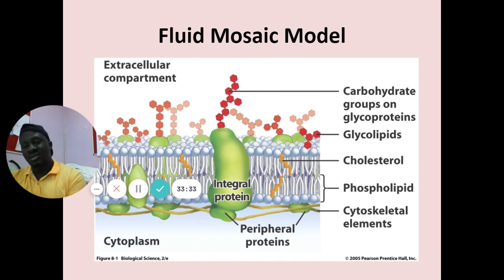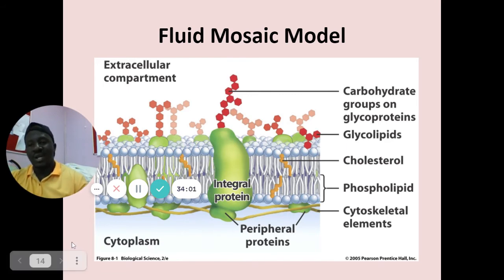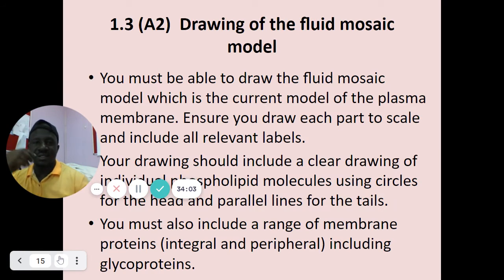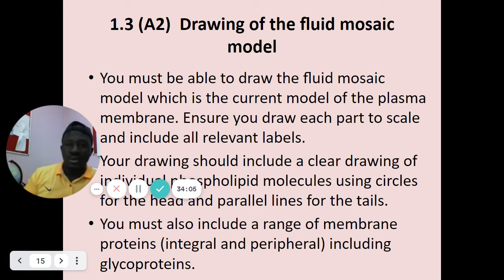So this drawing here, where you see a transmembrane or integral protein, explains what we call the fluid mosaic model, which states that the membrane is a phospholipid bilayer with proteins oozing in and out of the layer in a watery form. So what do we see next? Drawing of the fluid mosaic model, this is a must.